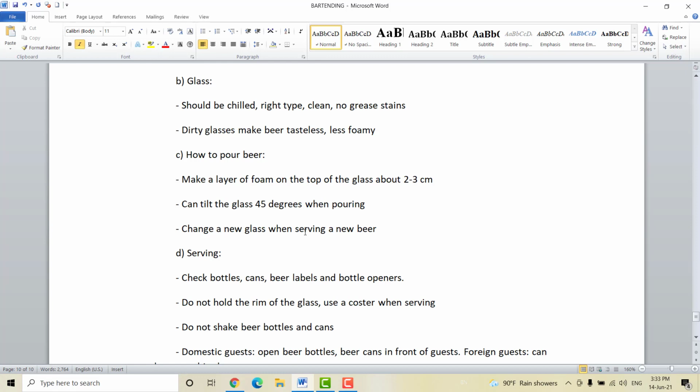C. How to pour beer. Make a layer of foam on the top of the glass about 2 to 3 centimeters. Can tilt the glass 45 degrees when pouring. Change to a new glass when serving a new beer.